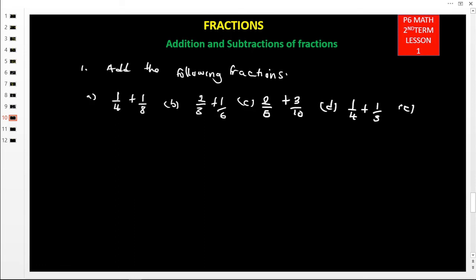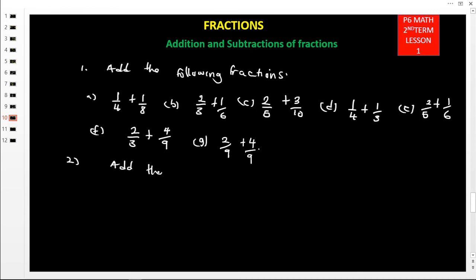Then part E, we are having 2/5 plus a sixth. Then part F, 2/3 plus 4/9. Then part G is giving us 2/9 plus 4/9. So let us go to number 2 here. Number 2 is saying add the following.